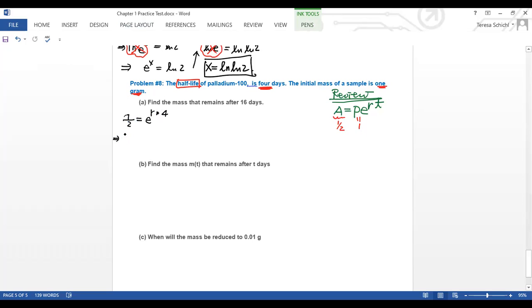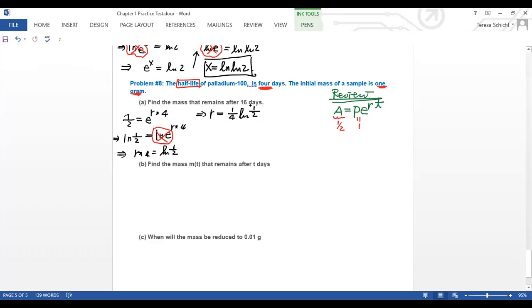I take the natural log of both sides. So this is the natural log of 1/2 is equal to the natural log of e^(4r). It's just like we did before. This is good news, right? So this cancels. So now I can get this one here. So I say r times 4 is equal to the natural log of 1/2. So what is my r? The rate r is equal to, you divide both sides by 4, the natural log of 1/2 over 4.